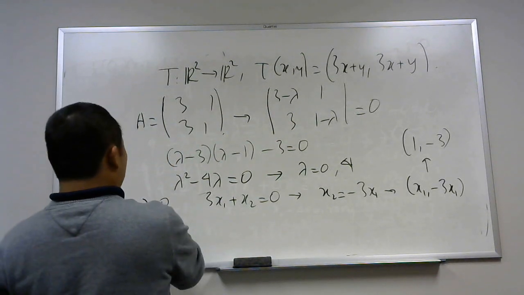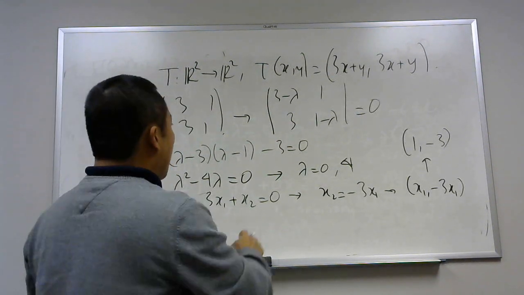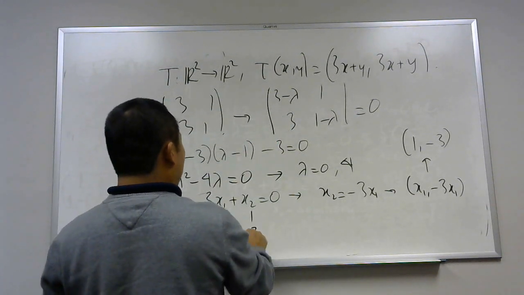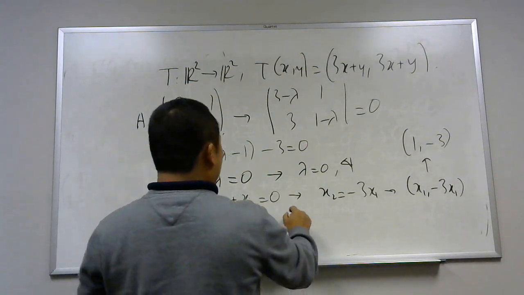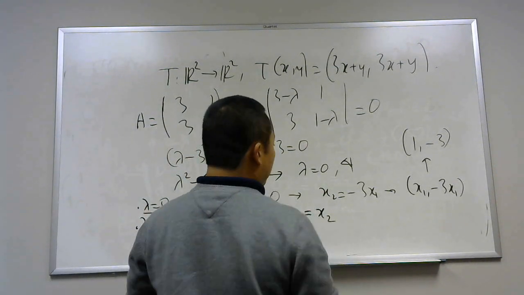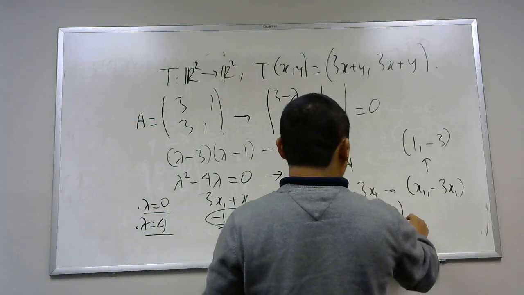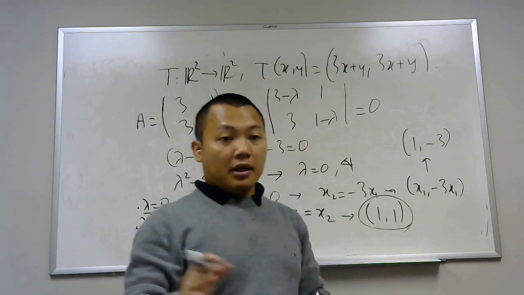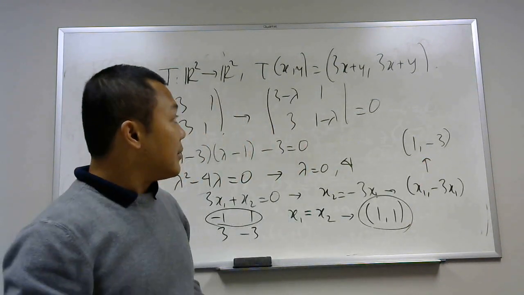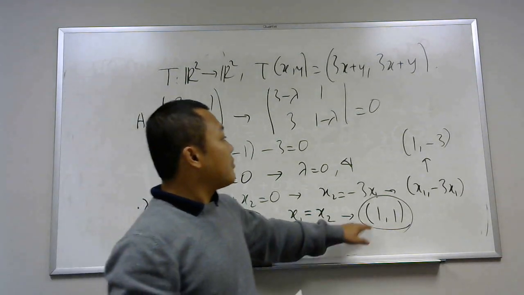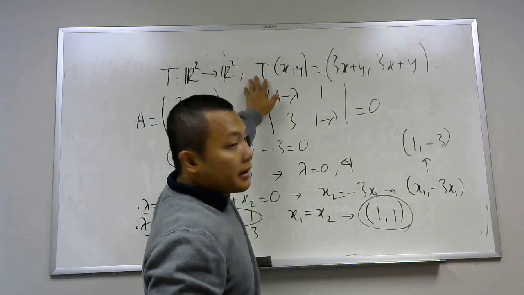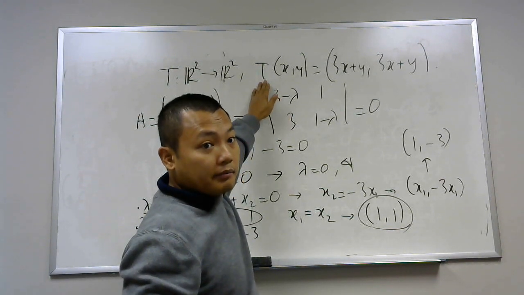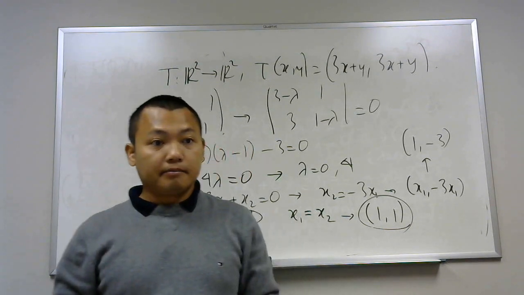And then for lambda equal to 4, I plug 4 into this, I get what? I get negative 1 and 1, right? I have 3, negative 3. So let's take the first row, I have x1 equal to x2. Or the vector is 1, 1. That's it. And you see 1, 1 and 1, negative 3 are linearly independent. They form a basis. And with respect to this basis, the matrix of this linear transformation would be diagonal. And so that's what we need.